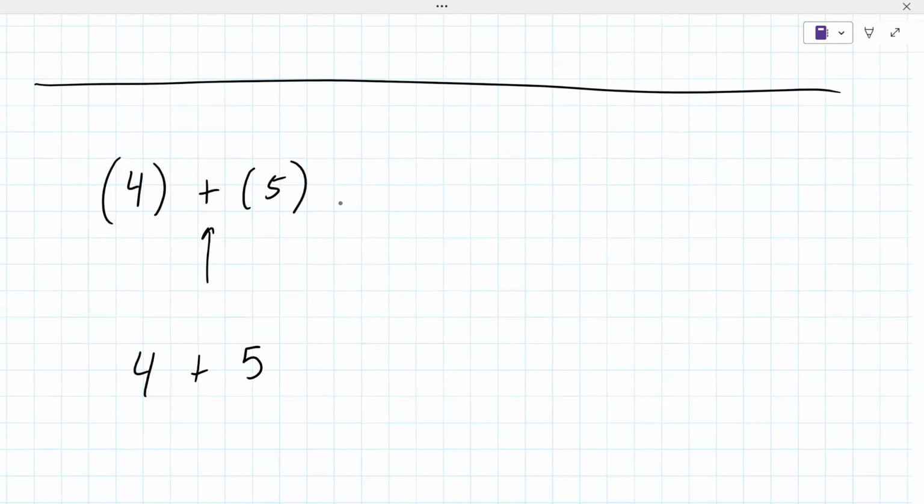They're not needed. So we're going to talk about when you can drop the parentheses. You can drop them when there's a plus. So the first possibility is if there's a plus, you can drop them.